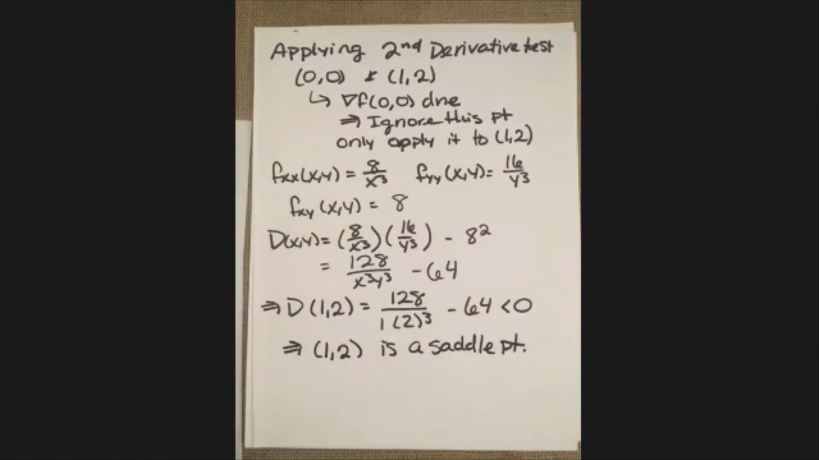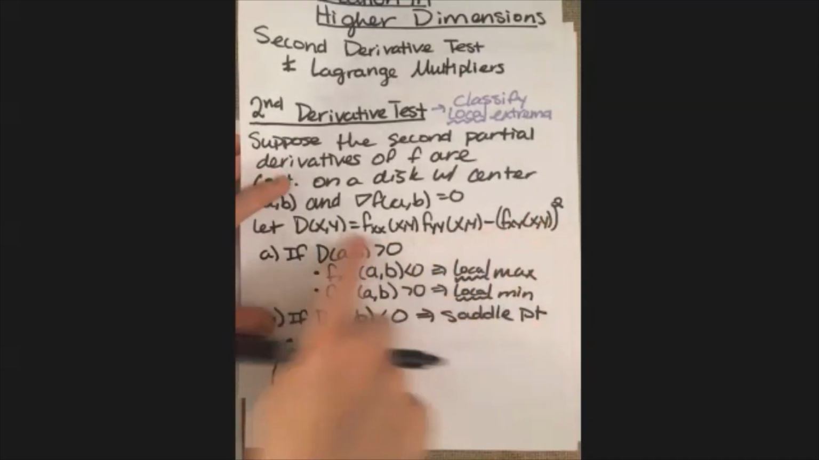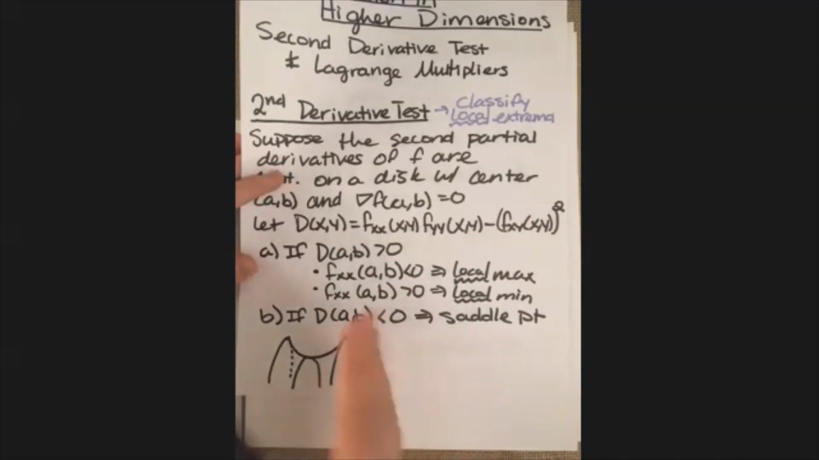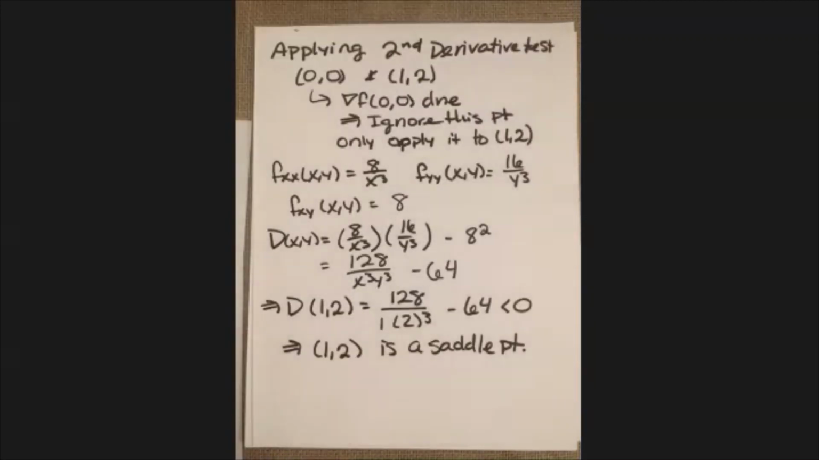And that's pretty much all there is to doing that. So again, you just go through, you find your critical points, and then you figure out this expression here, D(x, y), which is equal to this combination of your second partial derivatives, plug in the points, go through the cases, and then classify according to that. It's not too bad.